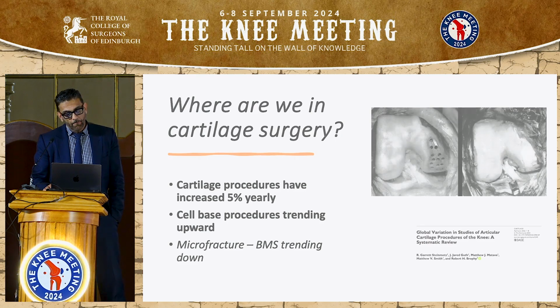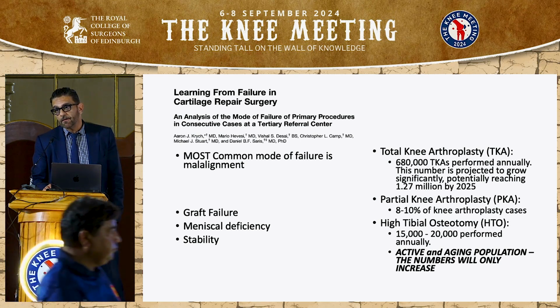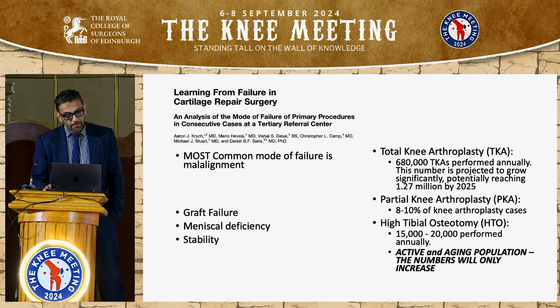But how do we know? So where does the osteotomy come in? We learn from our cartilage repairs what fails. The most common mode of failure is malalignment. Other areas of failure are graft failure and meniscal deficiency and instability. But up to 56% of cartilage restoration failures are attributed to malalignment.